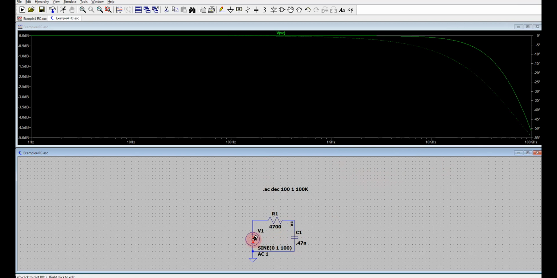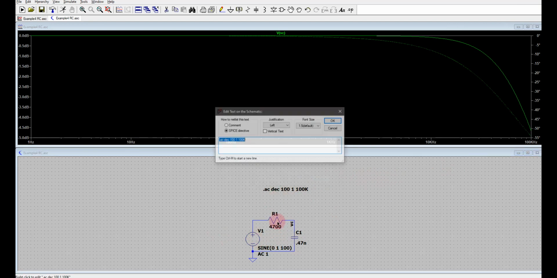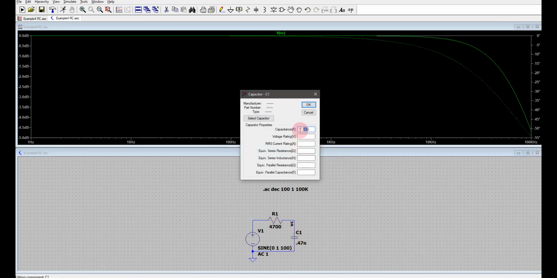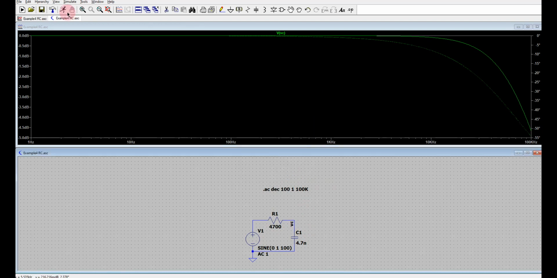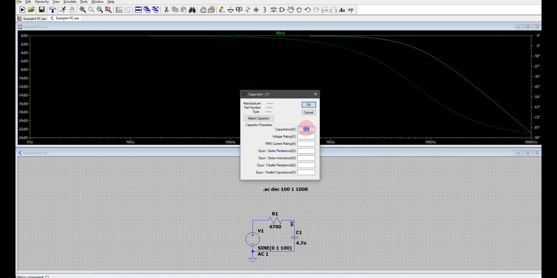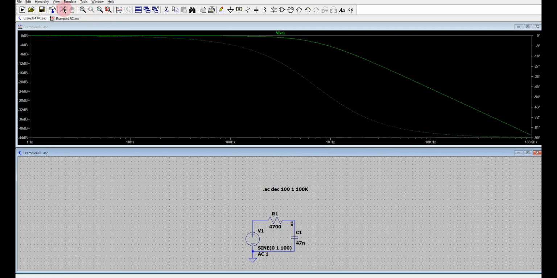We can give a sinusoidal signal also. Let me revert this value to 4.7 first. It was 47 earlier. So the cutoff frequency was around 700.